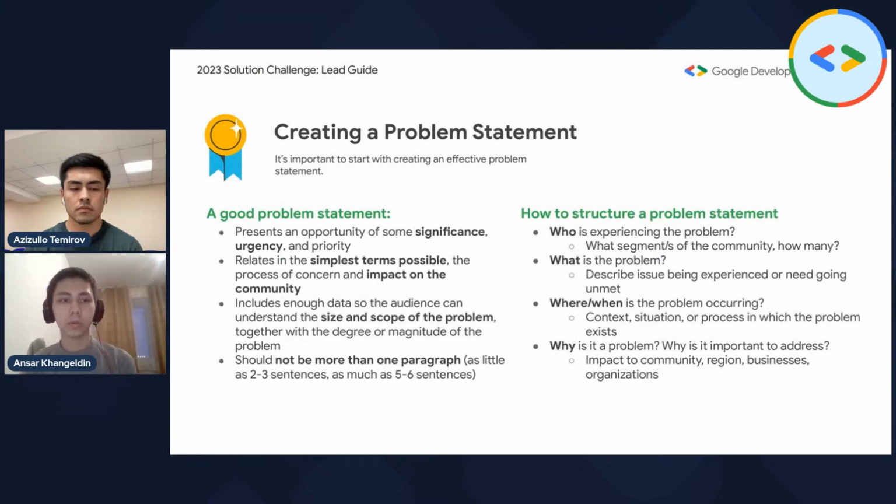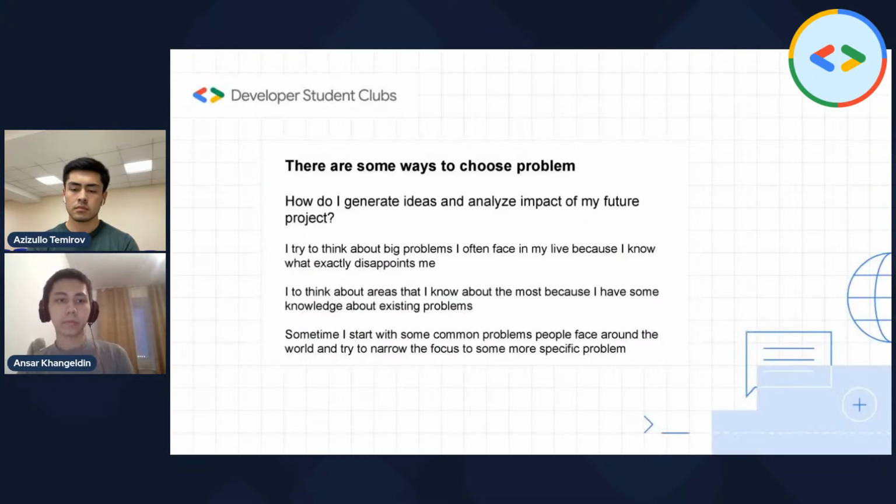Structuring your problem statement is also important. You can see the good structure on the right side. It is four questions. Who is experiencing the problem? What is the problem? Where and when is the problem occurring? Why is it a problem? And why is it important to address? So, next slide.